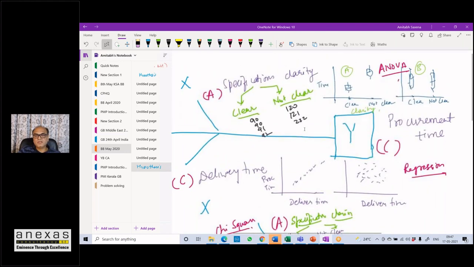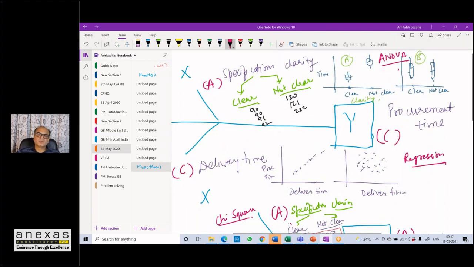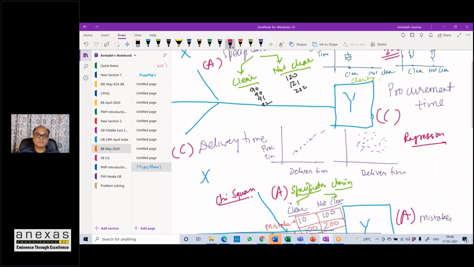Now, suppose I have got only 2 categories, clear and not clear. Instead of ANOVA, I can also use a 2 t-test. If I have got only one X factor versus Y, I use a simple linear regression. But if I have got multiple X's, I can use multiple regression.